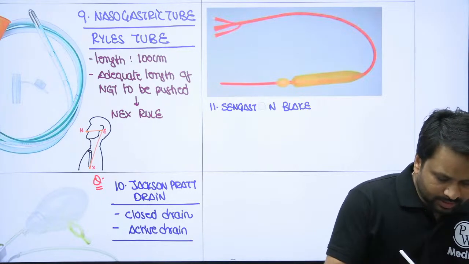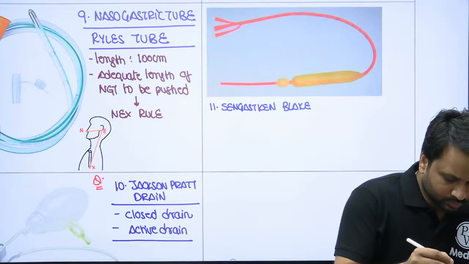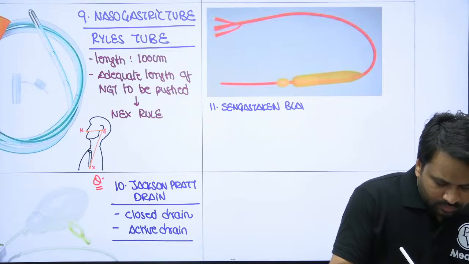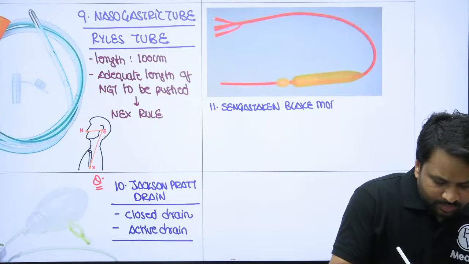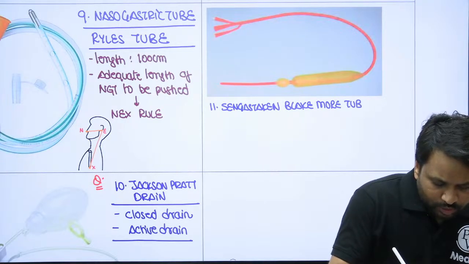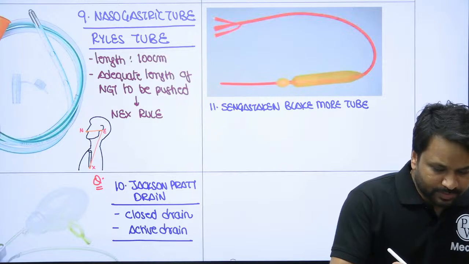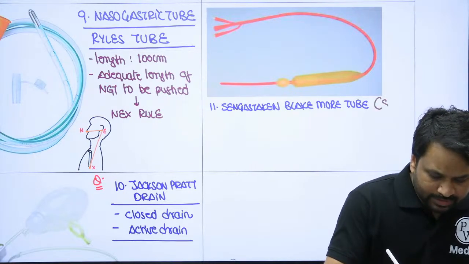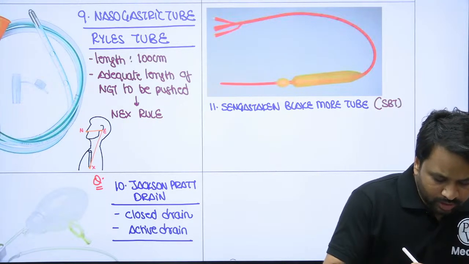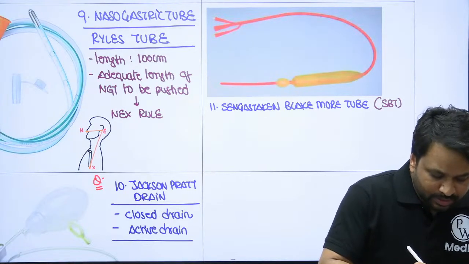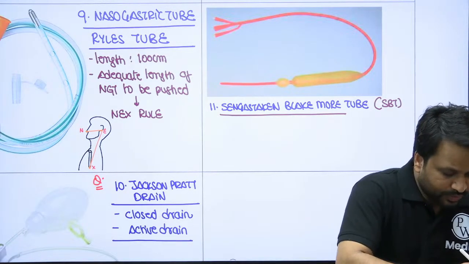It is your Sengstaken-Blakemore tube, which is also called SBT. Now, can anyone tell me what is the major use of the SBT tube? The major use of the Sengstaken-Blakemore tube is to control the bleeding in esophageal varices.